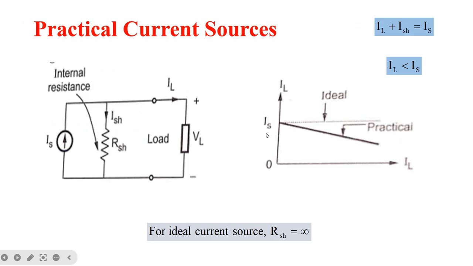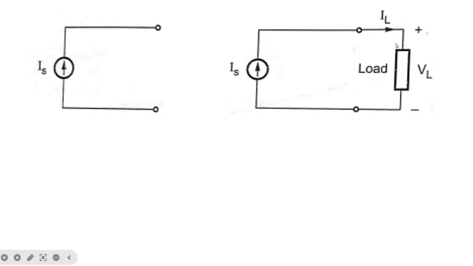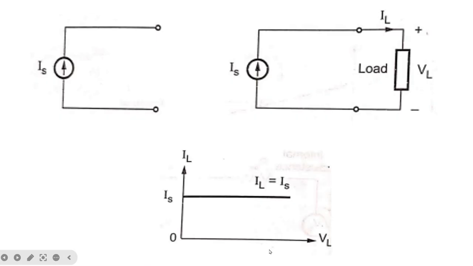So we'll brush up once again here. This is the symbol for ideal current source. Here we are connecting a load across the ideal current source, and this is the VI characteristics for this, where if you increase or decrease the voltage, the current remains the same. That is, the load current will be equal to the source current.